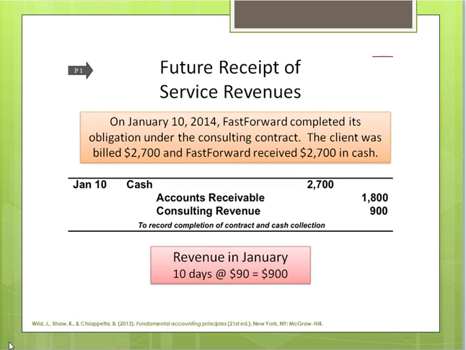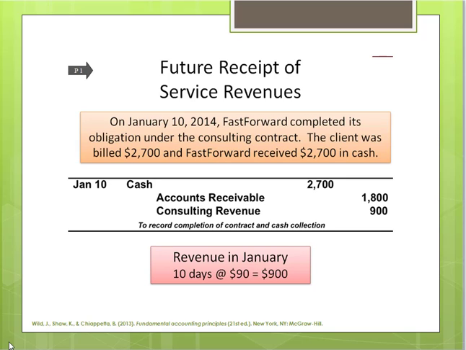Now, let's look at what happens on January the 10th. On January the 10th, Fast Forward completed its obligation under the consulting contract, meaning they earned the remaining 10 days worth of revenue, and the client was also billed and paid $2,700 in cash. This is the entry that we would make.